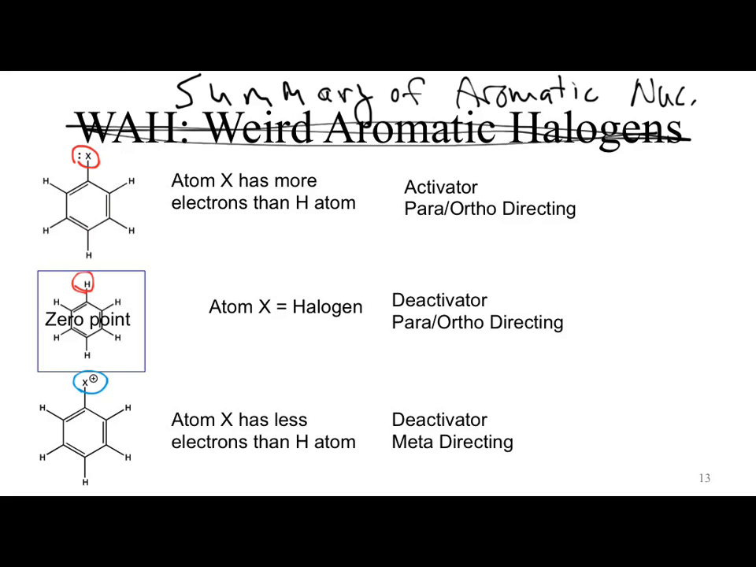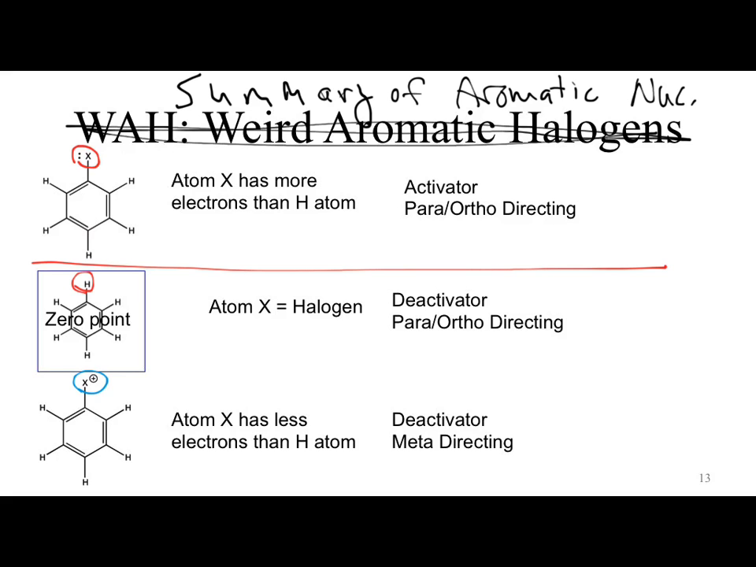So the patterns that we notice, if we start up top, if atom X has more electrons than a hydrogen atom, okay, typically you're looking for lone pairs. Lone pairs are your big red flag for having more electrons. Okay? If you've got those lone pairs, those can donate into the ring. So our reaction ends up going faster. We make our nucleophile more nucleophilic. So atom X would act as an activator, and it would direct the electrophile to the para or ortho positions.